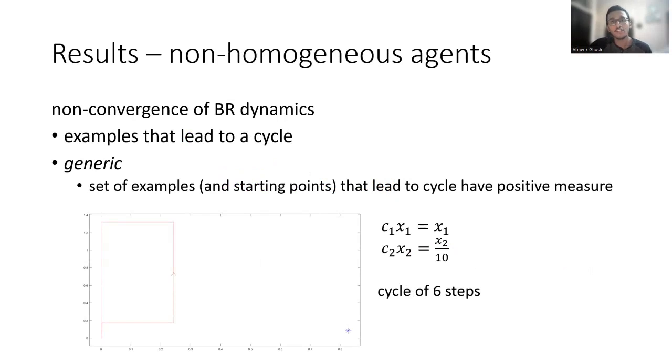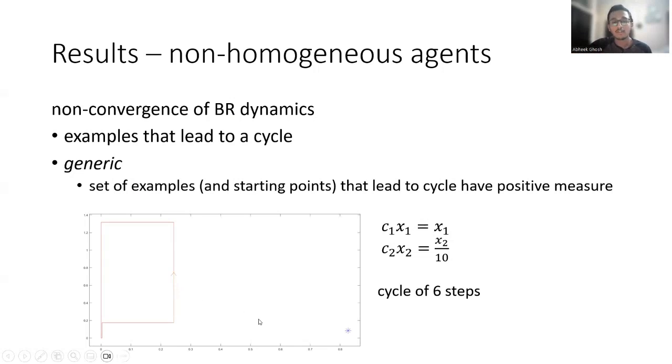Unfortunately, for non-homogeneous agents, best response dynamics may not converge. We provide simple examples where this happens. On the slide, we have an example where the second agent has a cost which is 10 times less than the first agent for the same amount of output, or the first agent has a 10 times higher cost for producing the same amount of output. We get a cycle which takes only 6 steps, as shown on the plot using red color.